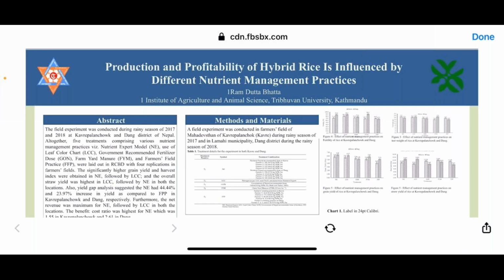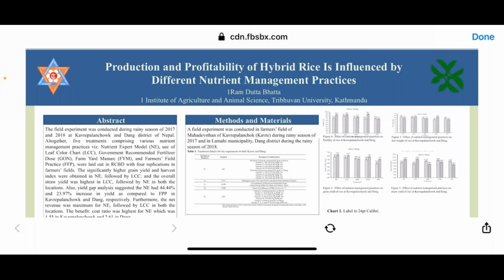Significantly higher grain yield and harvest index were obtained in nutrient export, followed by leaf color chart, and the overall straw yield was highest in leaf color chart, followed by nutrient export in both the locations. Also, yield gap analysis suggested the nutrient export had 44.44% and 23.97% increase in yield as compared to farmer field practice in Kavre-Palanchok and Dang respectively.